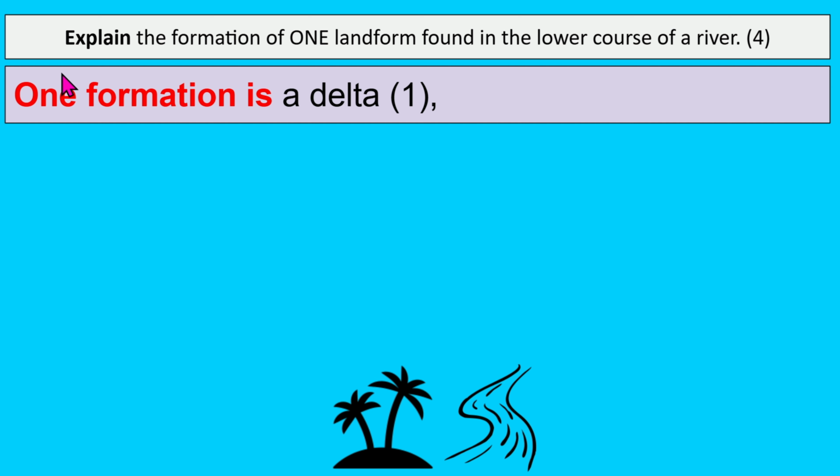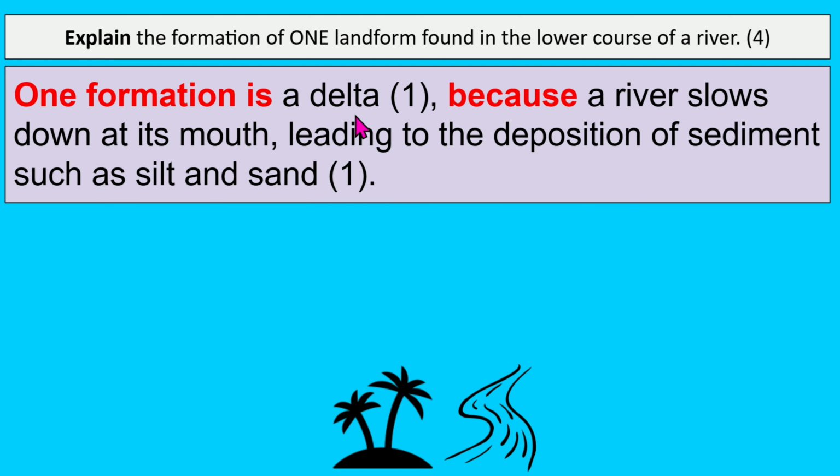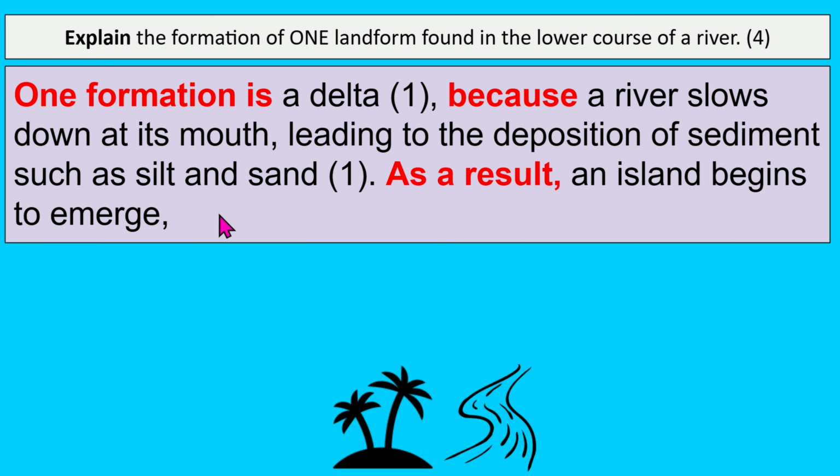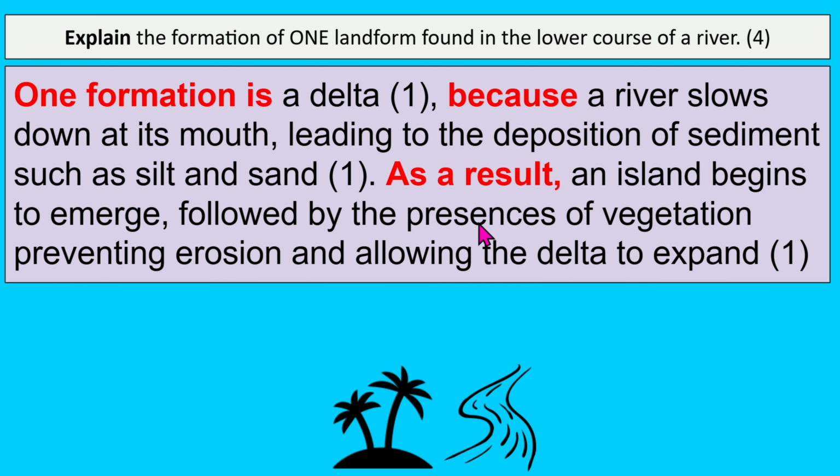So one formation is a delta. Here, this is our point. Everything else must flow from this. Because a river slows down at its mouth, leading to deposition of sediment such as silt and sand. You're kind of getting that second mark for deposition and sediment. Silt and sand is a nice little extra. As a result, an island begins to emerge. Complex sentence, followed by the presence of vegetation preventing erosion and allowing the delta to expand.